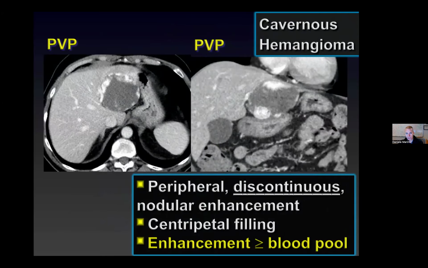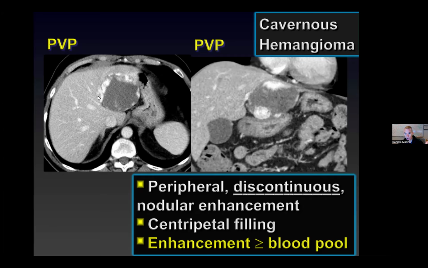This is the typical appearance of hemangioma on CT. There are three key findings that we look for in order to make a confident diagnosis of hemangiomas. We look for peripheral, discontinuous nodular enhancement that you can see in this example. This is a transverse image of a large hepatic hemangioma. You can see that the enhancement of the lesion is nodular, peripheral, and discontinuous.